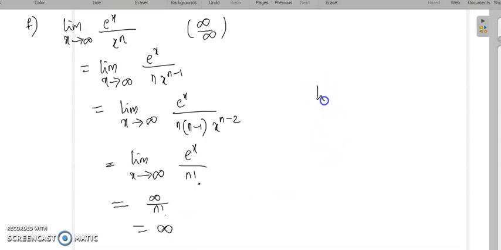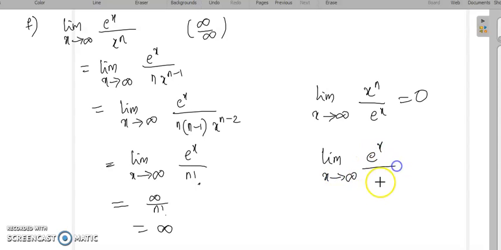So those are two limits. The limit as x tends to infinity of x raised to n by e raised to x is 0, and the limit as x tends to infinity of e raised to x by x raised to n is infinity. So this means that e raised to x increases rapidly compared to x raised to n as x approaches infinity. E raised to x takes a much bigger value. So this is called exponential growth. Exponential growth as x tends to infinity is very huge.